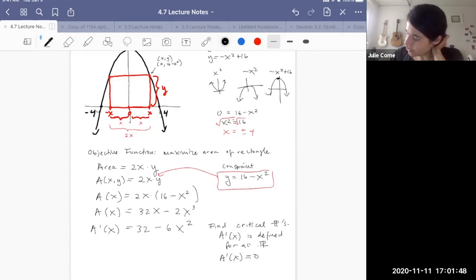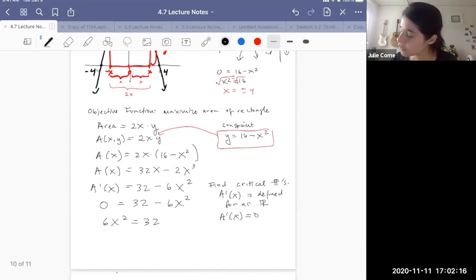Well, we could try to factor this, but it's not a super nice factorization, because although I do have this binomial here, and I might try to write it as a difference of squares, which you could, although they're not perfect squares, they are the square of square roots. But it may be easier just to solve this using the square root property. So if I add 6x squared to both sides, I get 6x squared is equal to 32. Divide both sides by 6, we get x squared is equal to 32 over 6, which is the same thing as 16 over 3.